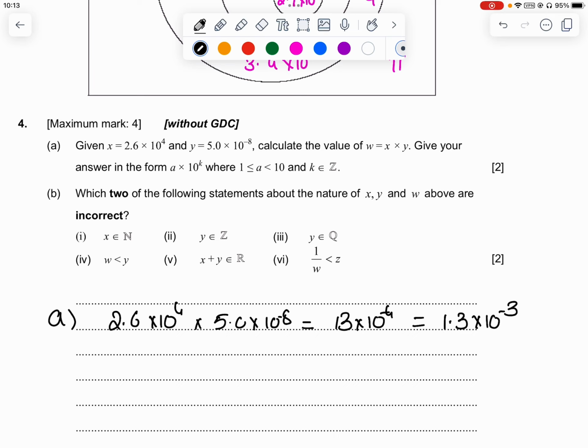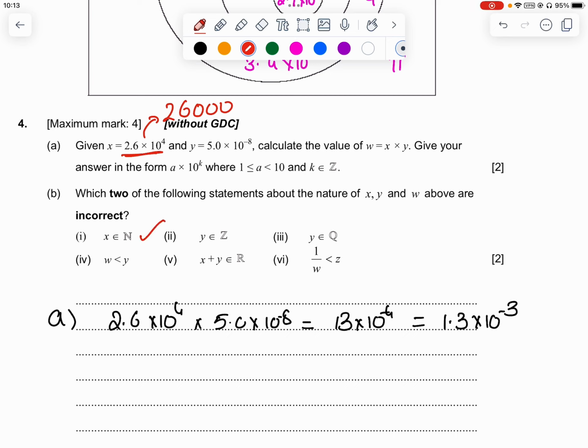Then, so this is wrong. Y belongs to what it says. X belongs to a natural number. Where was X? Yes, X is a natural number because basically I was thinking about W, but X is a natural number because 2.6 times 10 power 4 is nothing but what? 26000, 26,000. So it's a natural number.